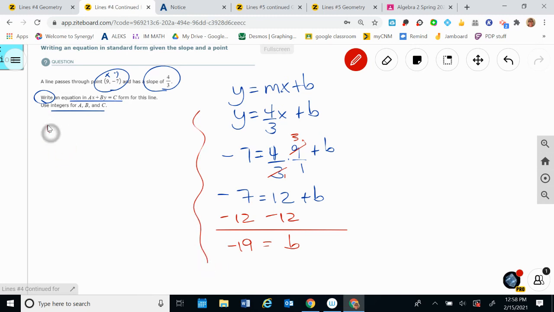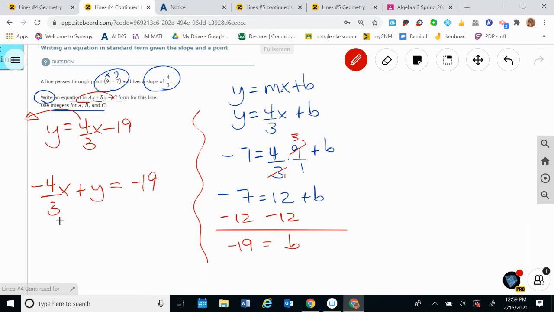Y equals 4/3 x minus 19. Now switch it to standard form. So this is the case where we move the 4/3 x over, because we want to get the x and the y on the same side. In standard form, the x and the y are on the same side. All right, so 4/3 x plus y equals -19.